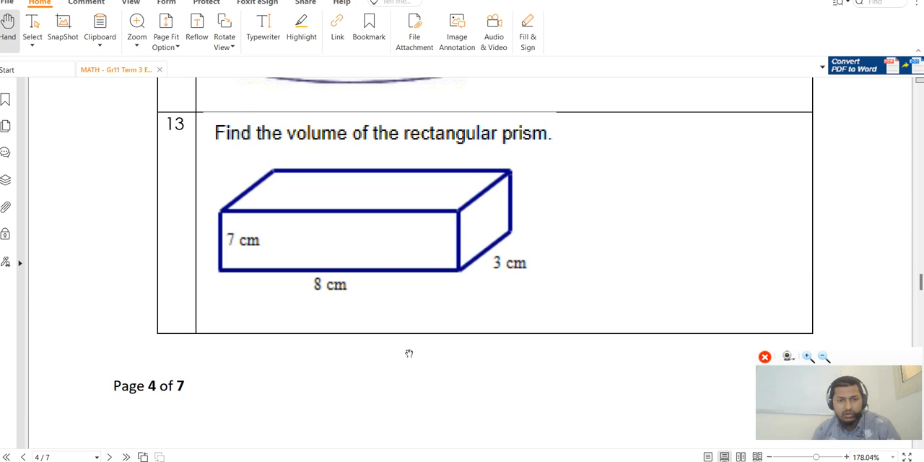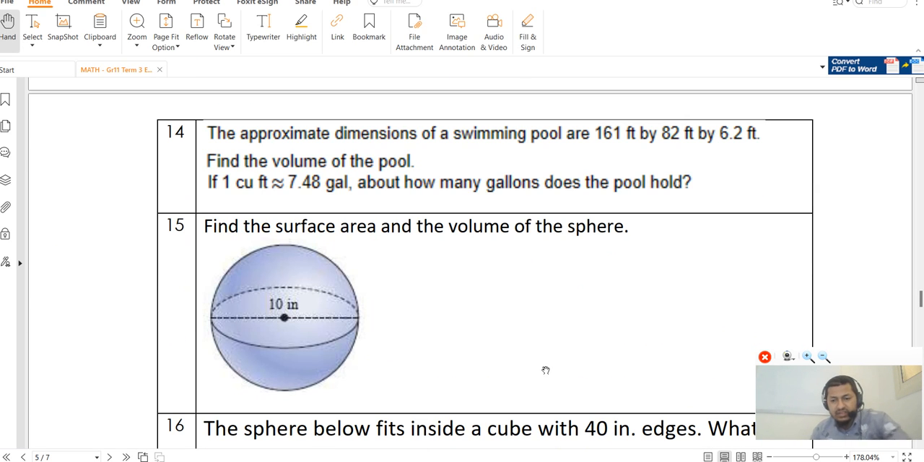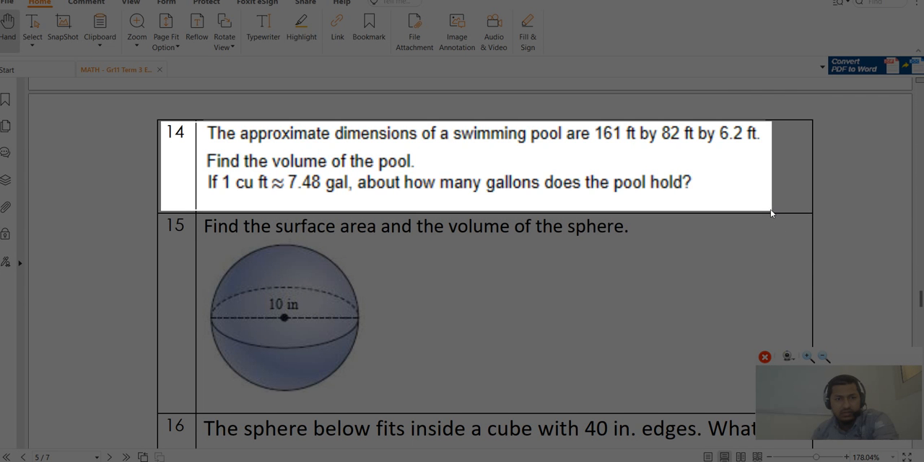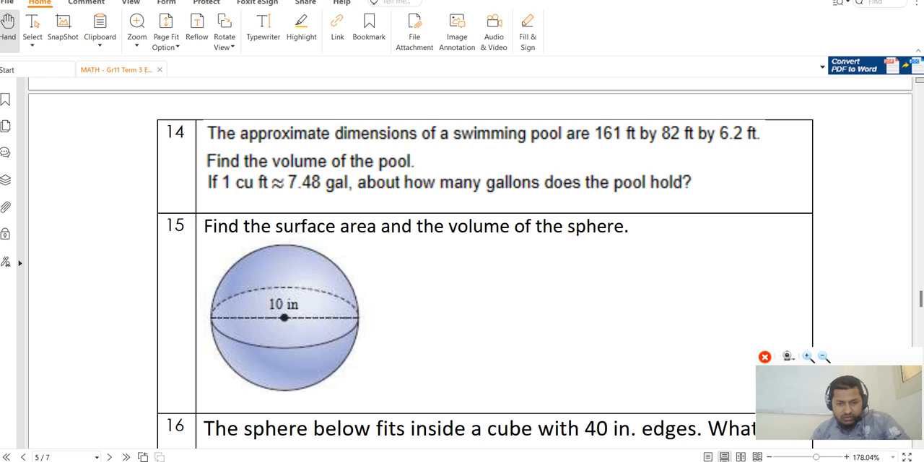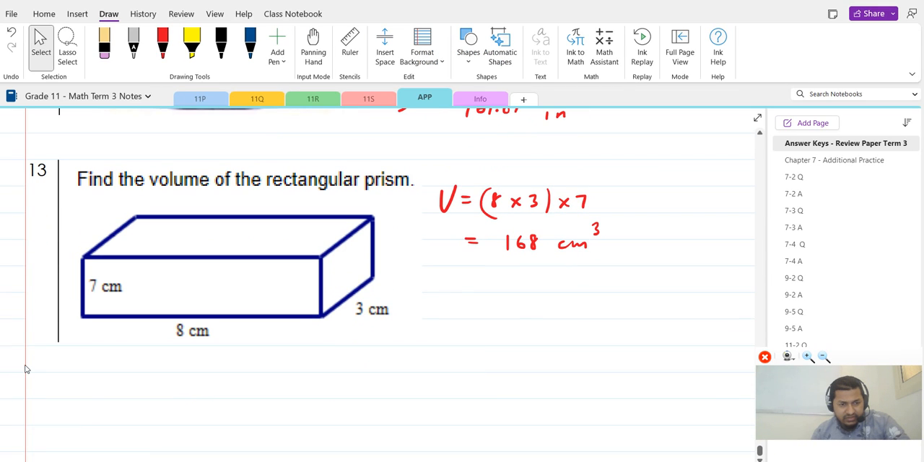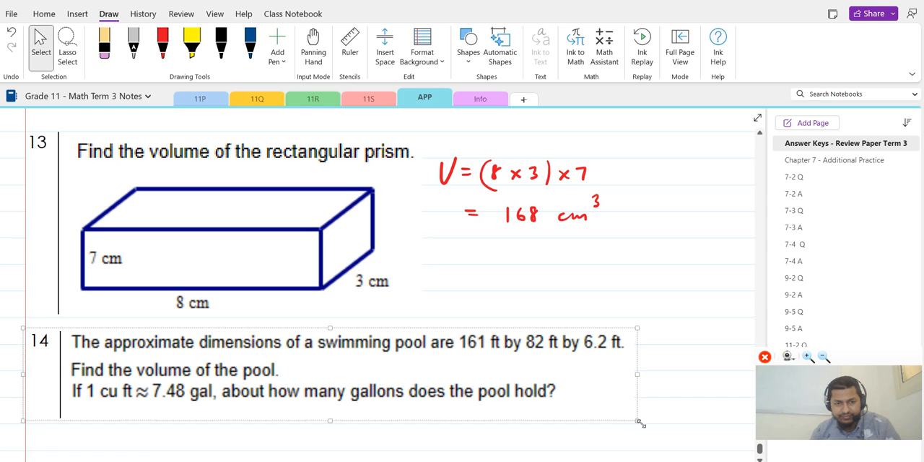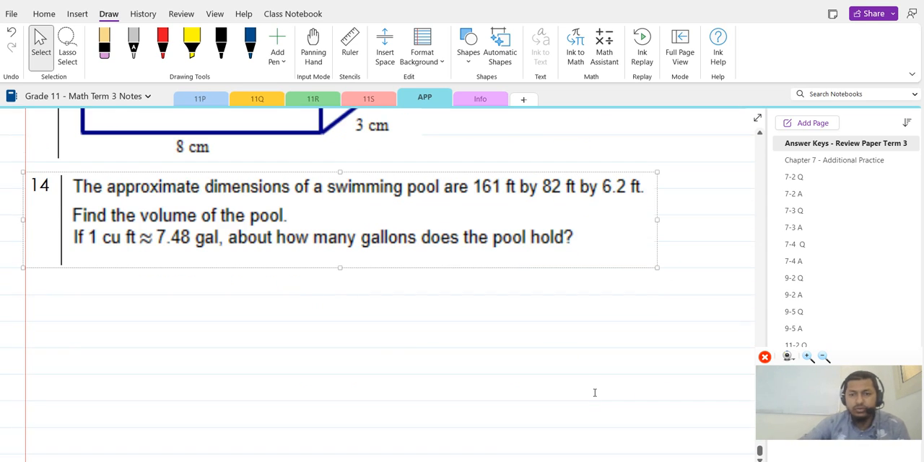Looking at the next problem. The approximate dimensions of a swimming pool are, so I'm assuming that is a rectangular swimming pool, because they didn't tell us. So it's a rectangular swimming pool, 161 feet by 82 by 6.2. Even if you think about a real world application, they usually have measurements like these, which is rectangular.